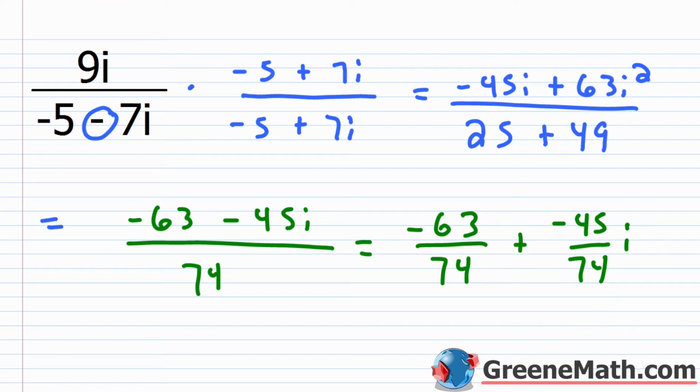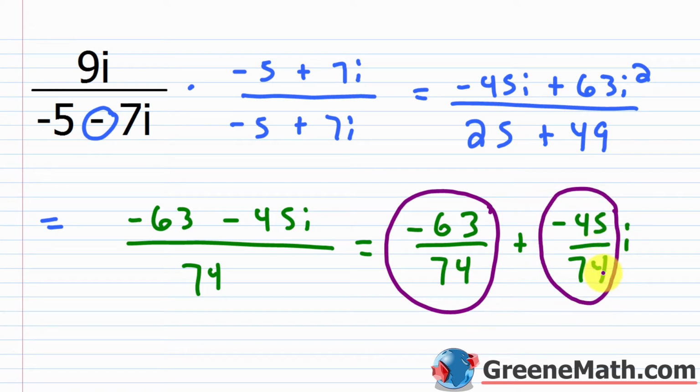Again, this part right here, your negative 63 over 74 is the a, or the real part. And then this part right here, this is your b, right? Your negative 45 over 74, and then you have your i. So you've got your real part and your imaginary part. Again, the real part goes first. That's how you put it in standard form. So negative 63 over 74 plus negative 45 over 74 times i.